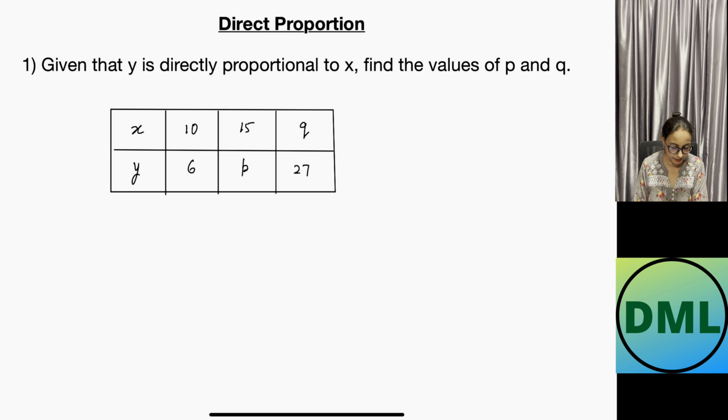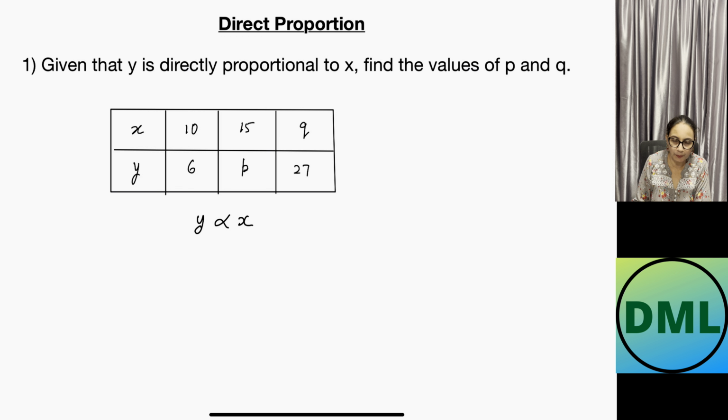Direct proportion. Given that y is directly proportional to x, find the values of p and q. These are the x values given to us, 10, 15 and q. We have y values also. At 10 we have 6, at 15 we have p, and at q I have 27. We need to find the values for p and q. They have given you that y is directly proportional to x.